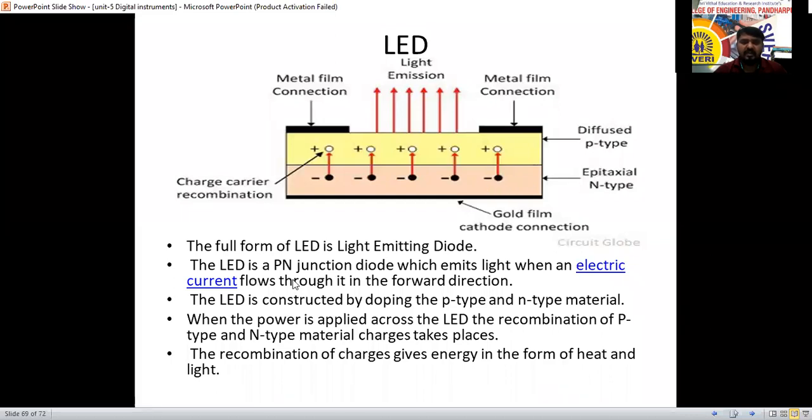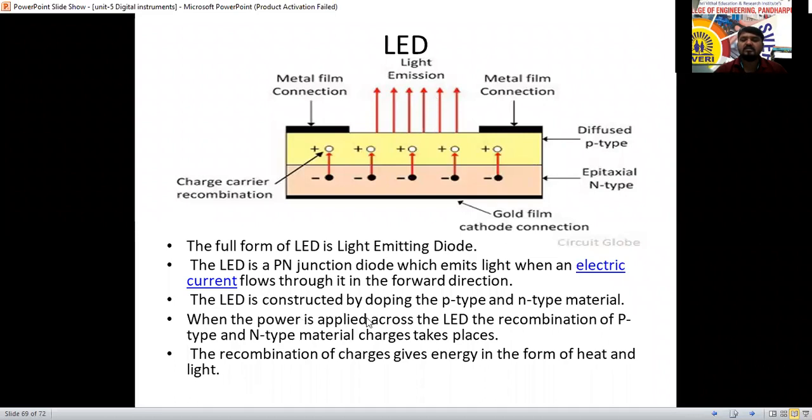So the LED is a PN junction diode which emits light when electric current flows through it in the forward direction. Forward direction means giving positive to P and negative to N. If positive to negative supply is given, the current will flow and it is going to emit light. That light we can consider as a display.